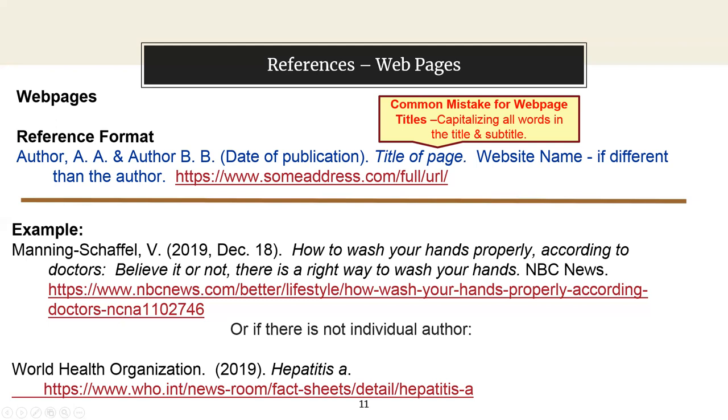Now, if there's not an individual author, maybe it is an organization or a government agency. Notice how in this case, it's an agency, the World Health Organization. That's perfectly fine to use as the author. The year 2019, hepatitis A is the name of the web page, but I'm not going to re-put the website name because I've already used it as the author. Okay. And then again, just the web address that will take your reader directly to this hepatitis A page.